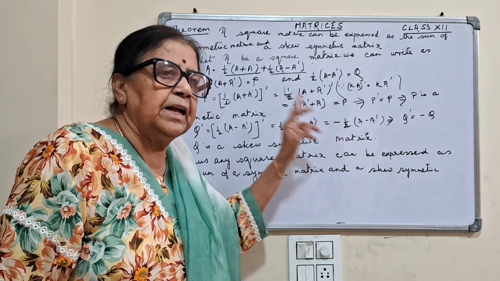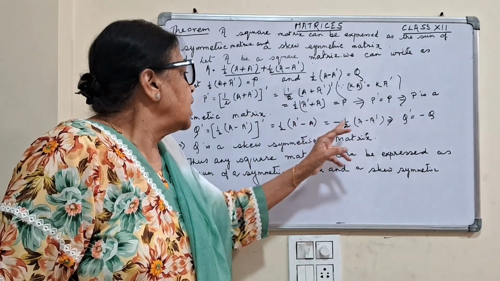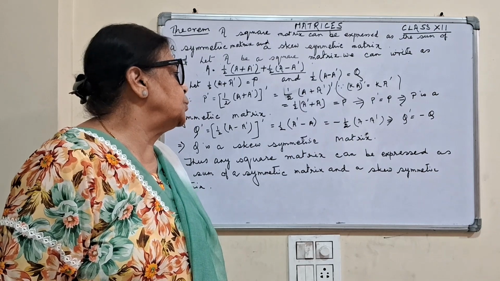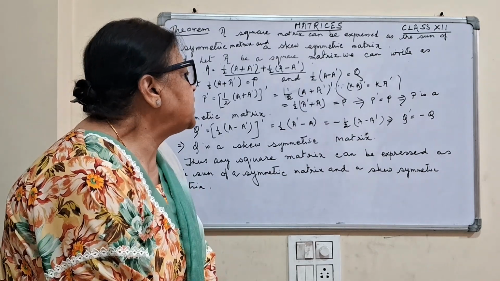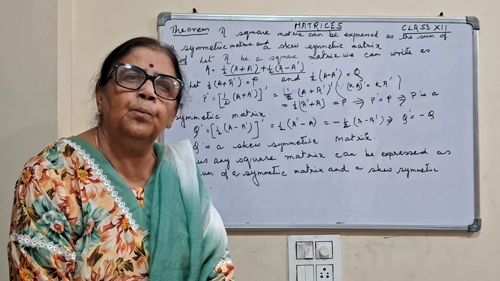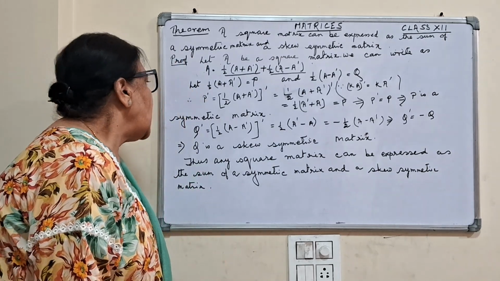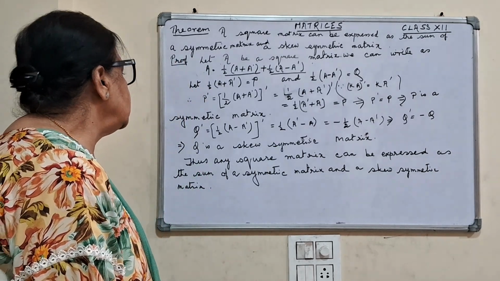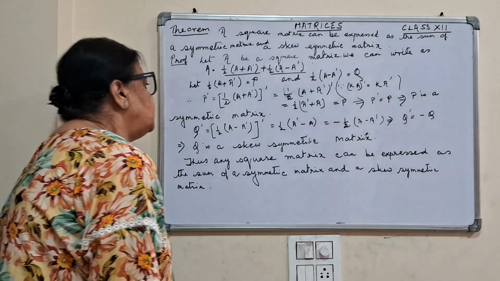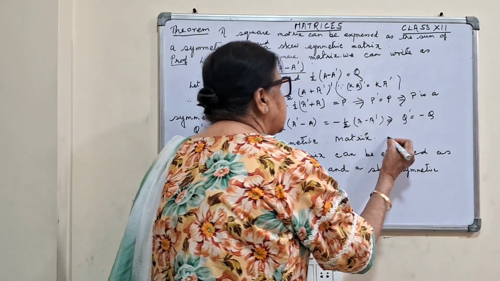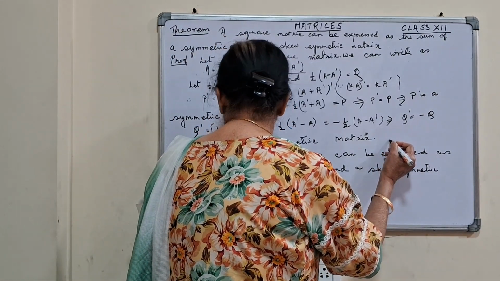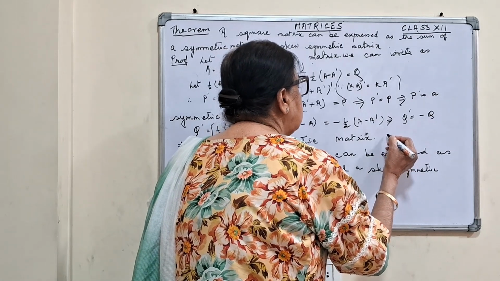I take the minus sign common. Half of A minus A transpose is equal to, that is, Q dash is equal to minus Q. Therefore, I can write Q is a symmetric matrix. Therefore, Q is a skew symmetric matrix.